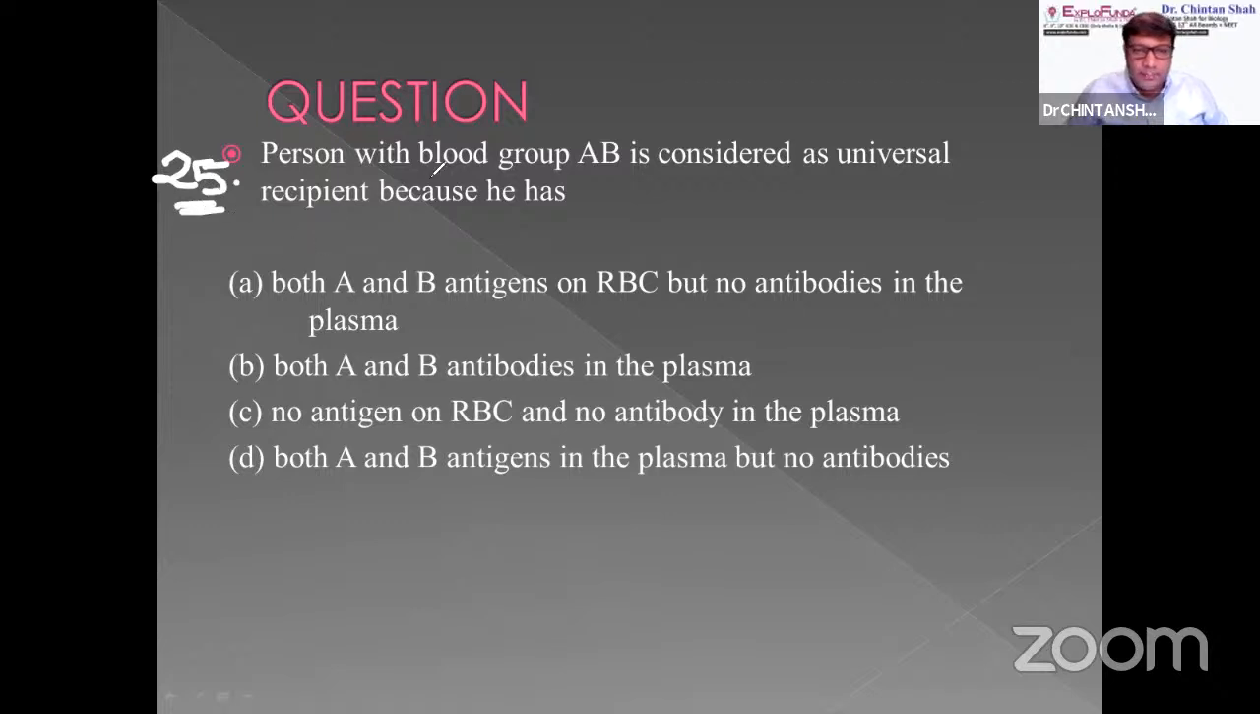A person with the blood group AB is considered as a universal recipient because he has what?